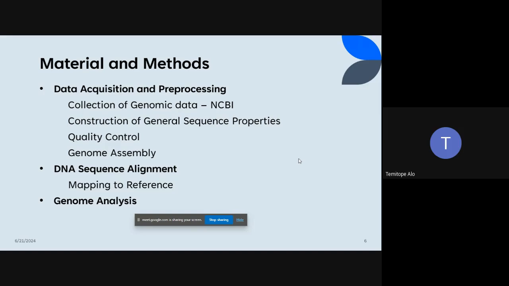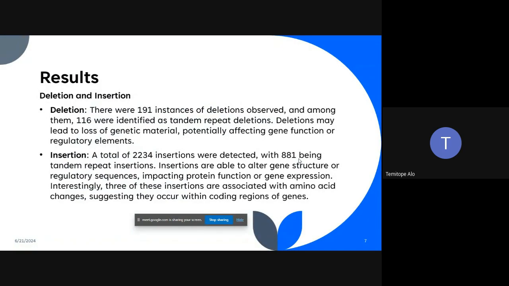Thank you. This was done through the Geneious software, and our analysis revealed that there were 191 instances of deletions, and out of that 191, we had 116 that were tandem repeat deletions, and insertions were over 2,000, and 881 of them were tandem repeat insertions. Insertions are able to alter the gene structure and impact the function of protein and even gene expressions.